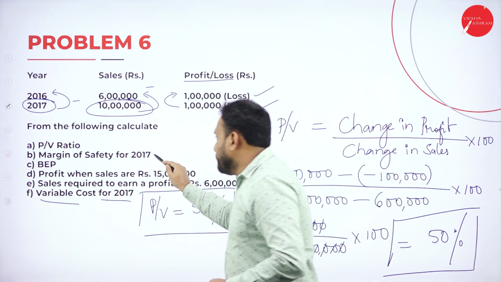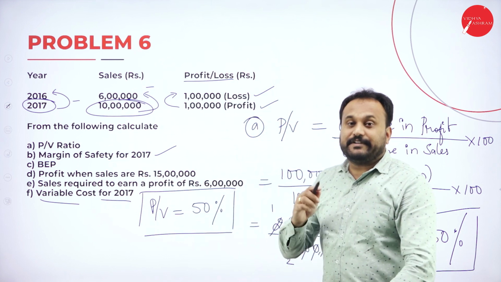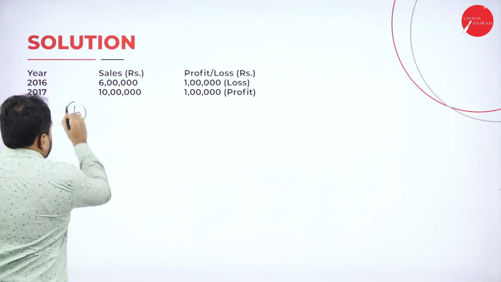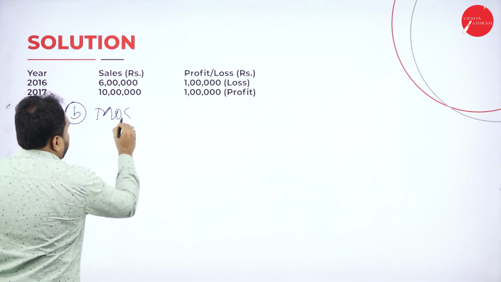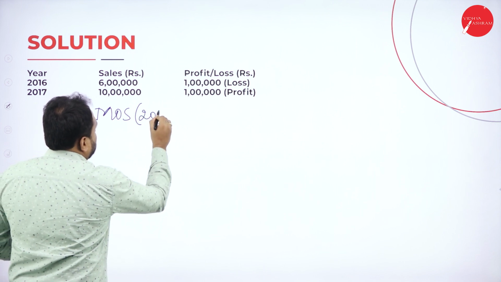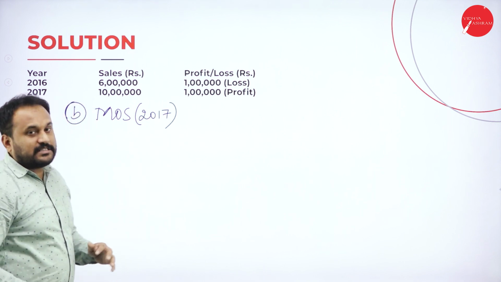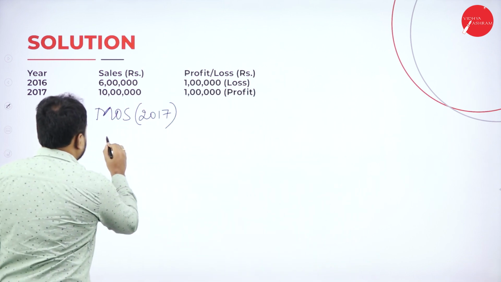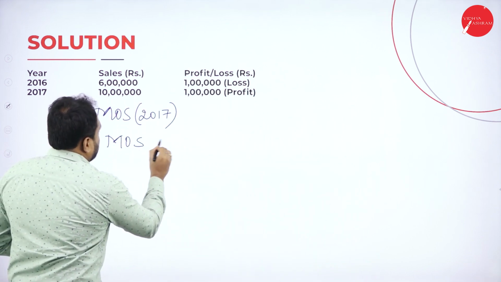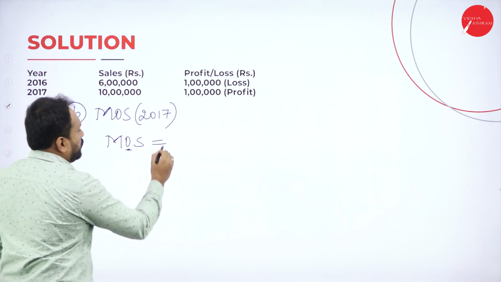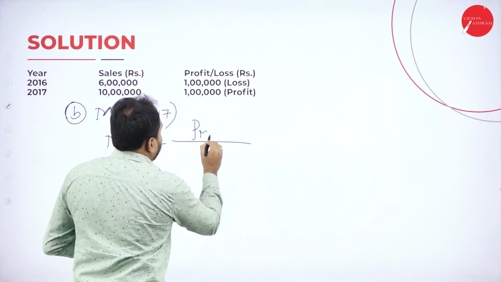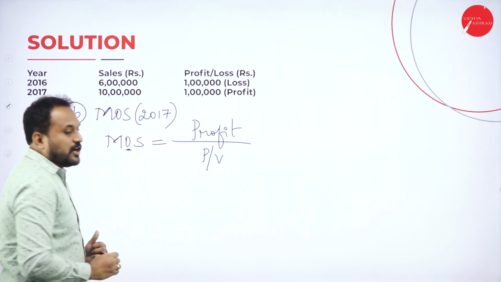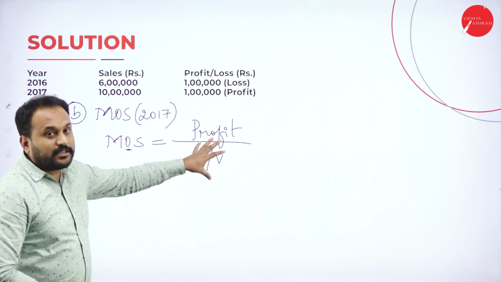Next question is what? Margin of safety for 2017. Margin of safety for 2017. So we'll go with B. Margin of safety for 2017. So what is the margin of safety formula? MOS is equal to, so we'll write here MOS is equal to, now O, after O what will come? P. P means profit. Profit by PV. Profit by PV. This is what the formula is.